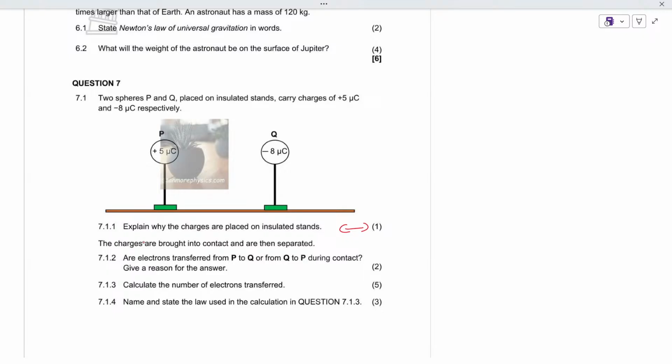So, and then they say that these charges are brought into contact and then are separated. Are electrons transferred from P to Q or from Q to P during contact? Give a reason for your answer. What would you say about the electrons? I think the electrons will be transferred from Q to P because Q has an excess of electrons while P does not have enough electrons, or it has a deficiency of electrons.